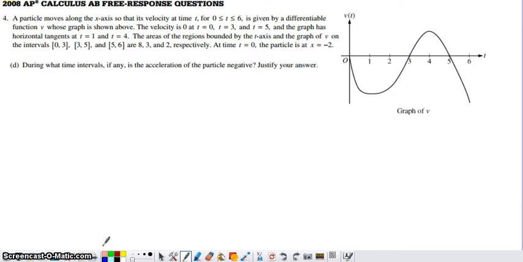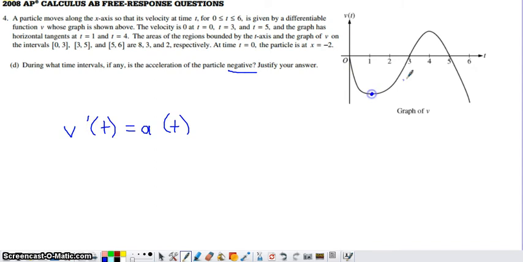And then in part D, it says, during what time intervals, if any, is the acceleration of the particle negative? Justify your answer. Well, we hopefully remember that the first derivative of velocity, or the second derivative of position, is what gets us an acceleration function. So if we're looking at a graph of the function, when is this v prime going to be negative? Well, anywhere where you have negatively sloped tangents.